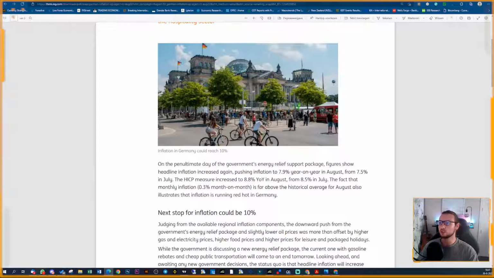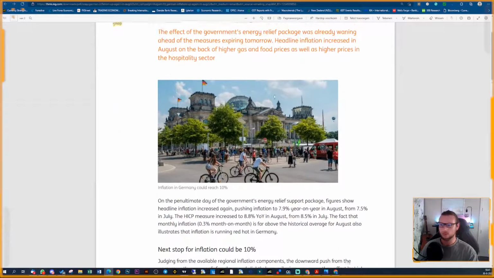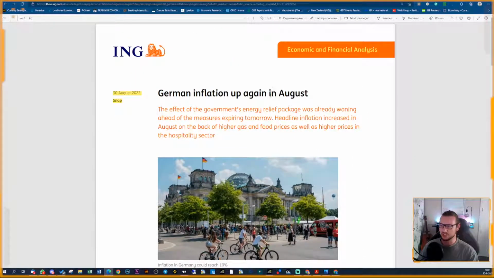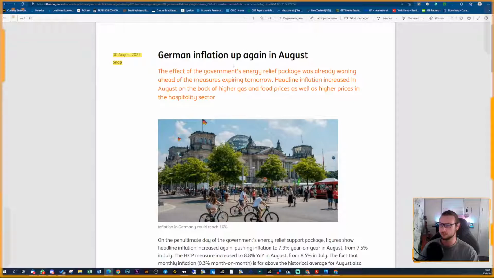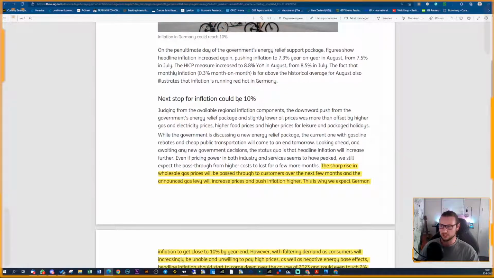So I'm just gonna go through 2 documents. One about the inflation in Germany, basically Europe, right? Because Germany is the biggest country of Europe, of course, in terms of GDP. So yeah, inflation went up in August again. Next stop for inflation could be 10%, especially if we see gas prices and energy prices continuing to go higher.